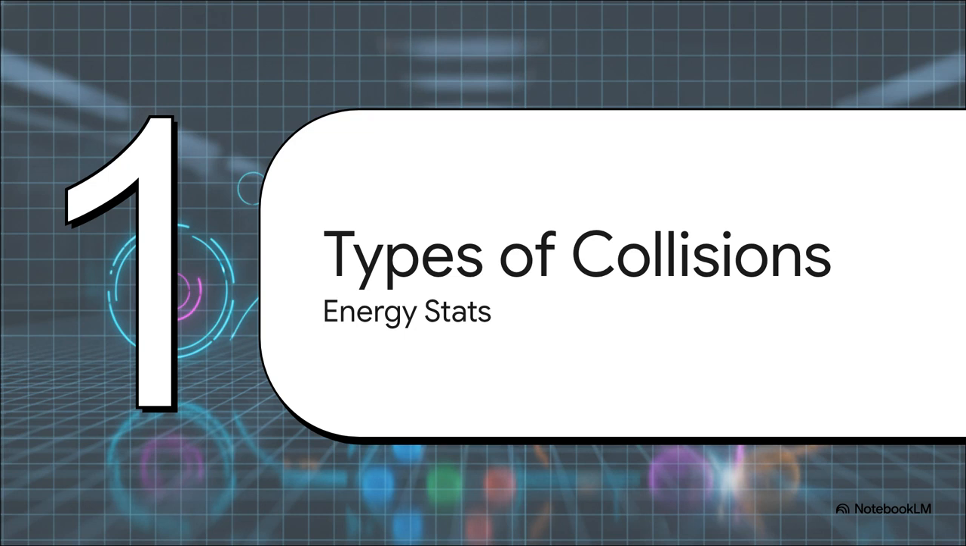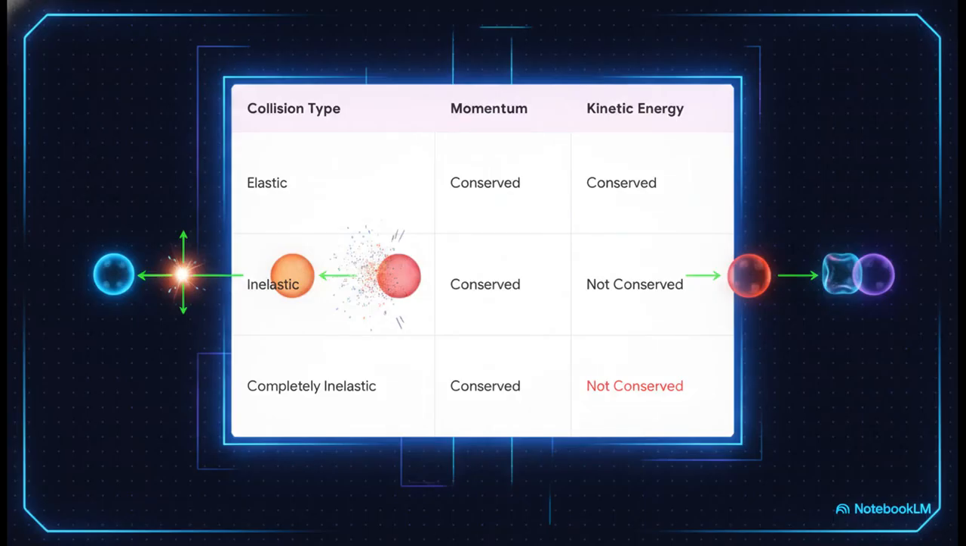Section 5. Analyzing types of collisions. Now let's classify these impacts by checking their kinetic energy stats. So in an isolated system, momentum is always conserved, no matter how bad the collision is. But whether kinetic energy survives the crash tells us exactly what kind of collision we just witnessed. In an elastic collision, think billiard balls clacking together, kinetic energy is perfectly conserved. In an inelastic collision, energy gets lost to things like sound, structural deformation, or heat. And if the bodies smash into each other and just stick together entirely, that's a completely inelastic collision, where the bodies literally share the exact same final velocity.